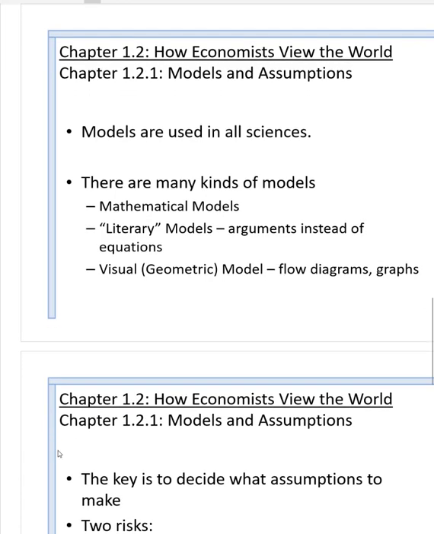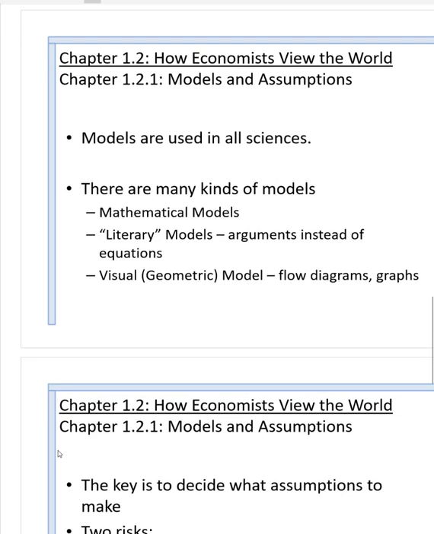Now, there are different kinds of models. Mathematical models, that's the one we were talking about. You basically write the equation of the variables we are trying to predict. In our example here, sales of ice cream was a function of weather, income, and the size of the population.